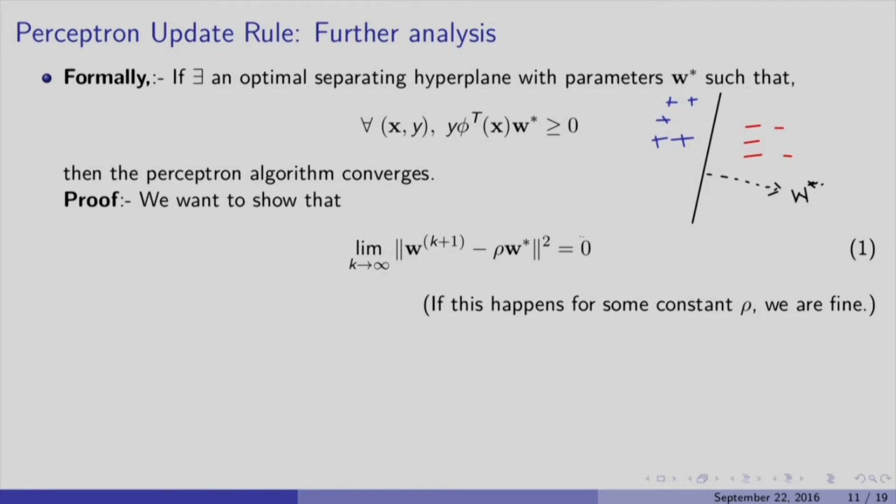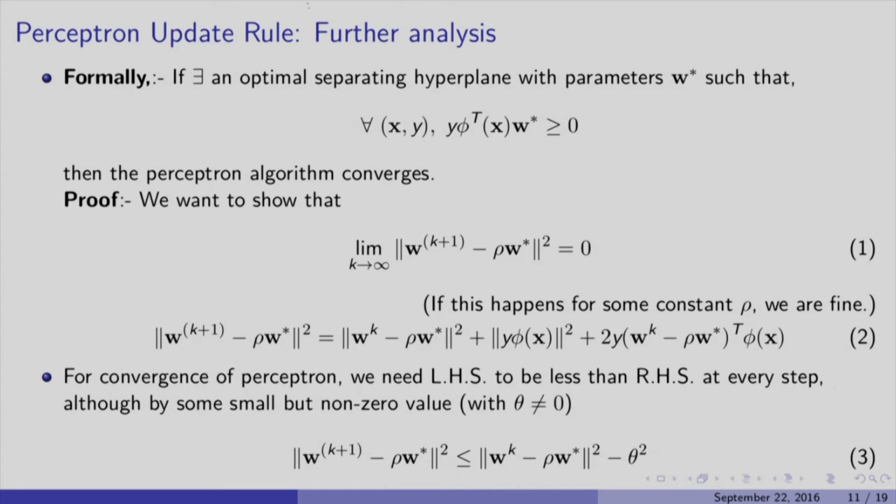We would like to show that eventually the w k plus 1 comes arbitrarily close to w star, and we are going to measure this closeness modulo a scaling factor rho. So all we want is that this rho is constant or independent of iteration number k. It may not be constant with respect to the learning rate eta. How do we do this?